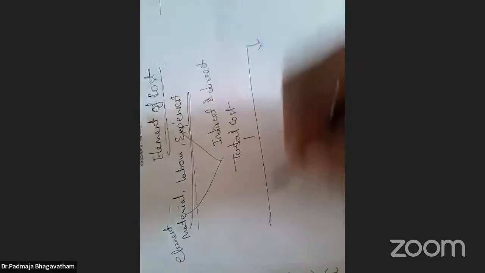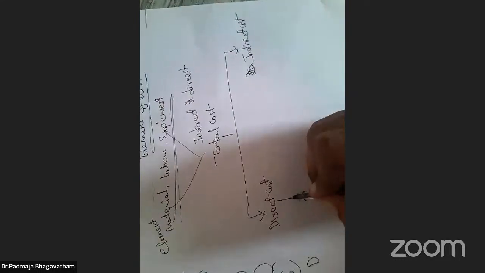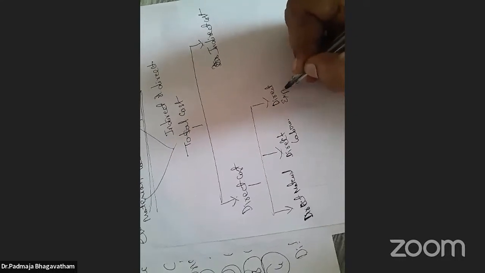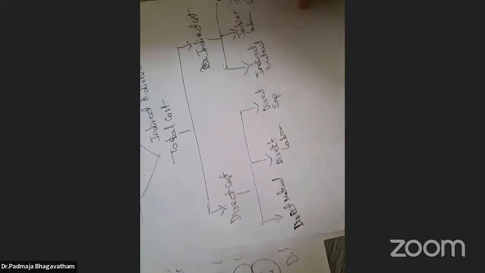Now total cost. Here the total cost is classified into two: direct cost and indirect cost. In direct cost, again it is classified into three: direct material, direct labor, and direct expenses. In the indirect also, it is classified into three: indirect material, indirect labor, and indirect expenses. Are you getting my point?